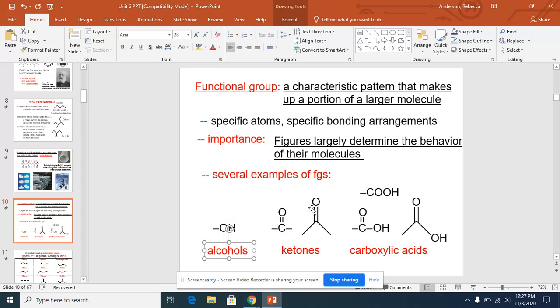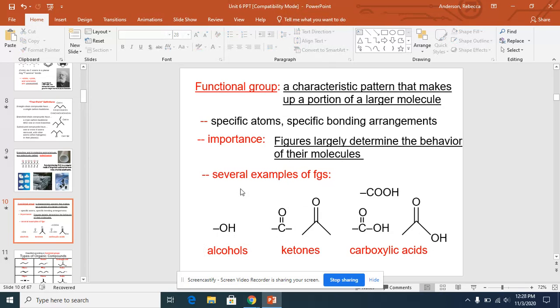Now ketones, they have this double bond to an O, and carboxylic acids have both the OH and the double bond O. We're not going to talk about this too much because we are going to focus on the simple organic compounds. But these, especially the alcohol, I know that's something that y'all are familiar with or have heard of before. And that's what makes that.